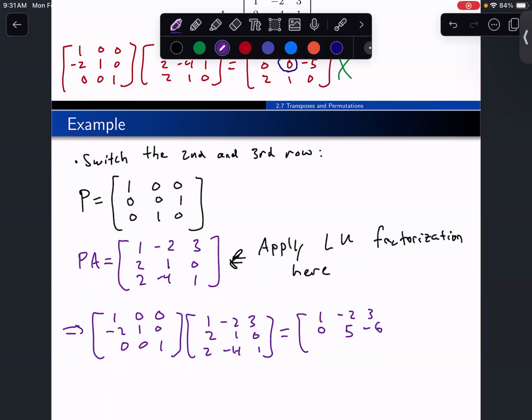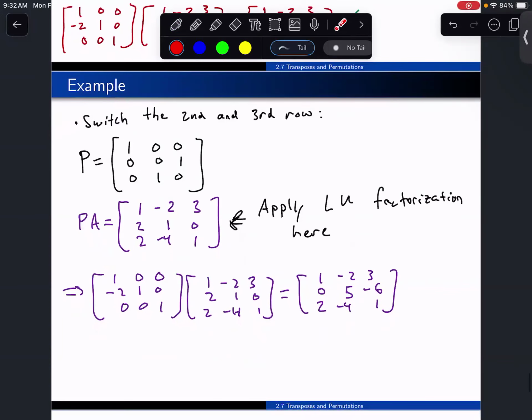And then this is going to be 2 minus 4, 1. So I got rid of this entry right here. And there's no issue, right? Because now we have that the 2, 2 entry is going to be non-zero. So we don't have any issues with the pivots or anything like that.